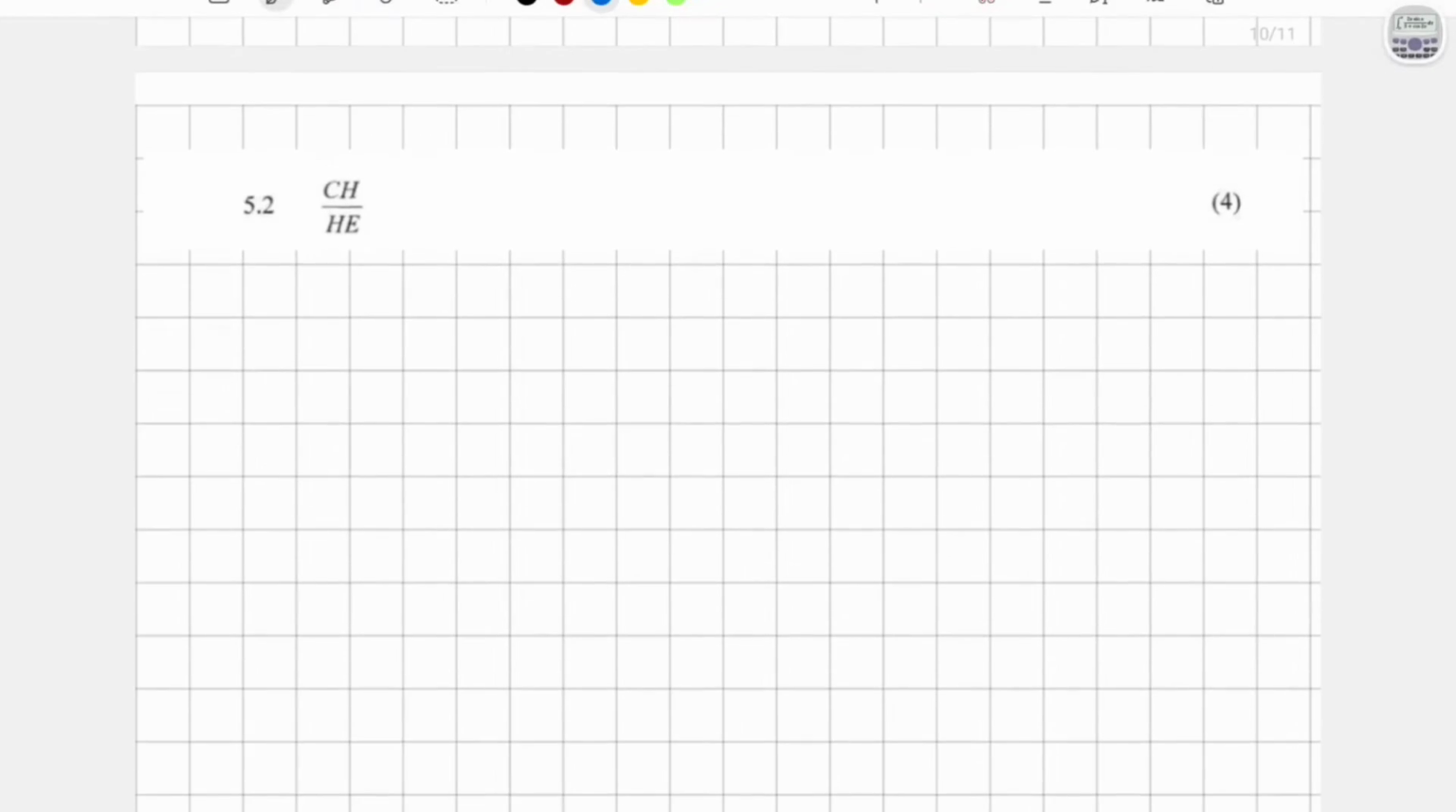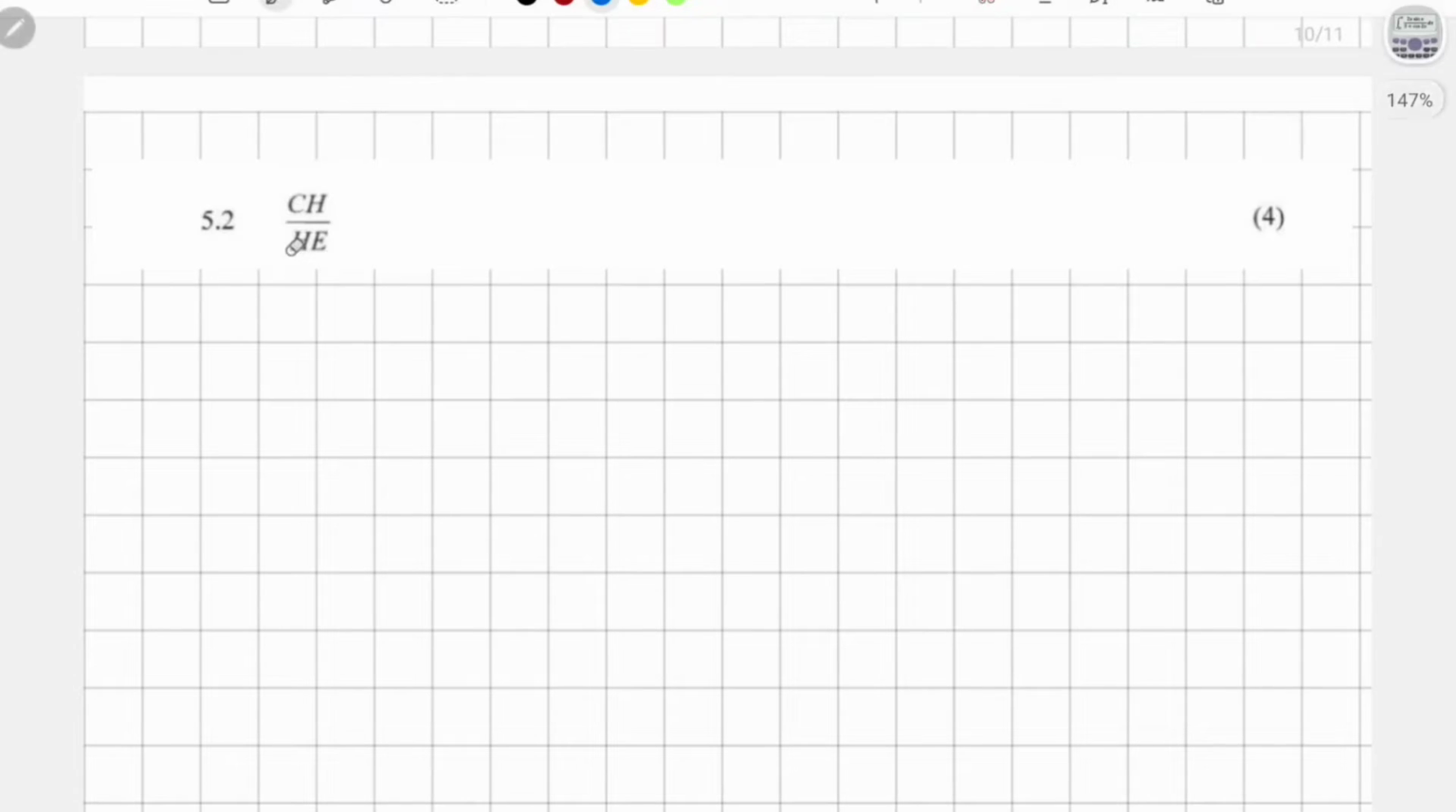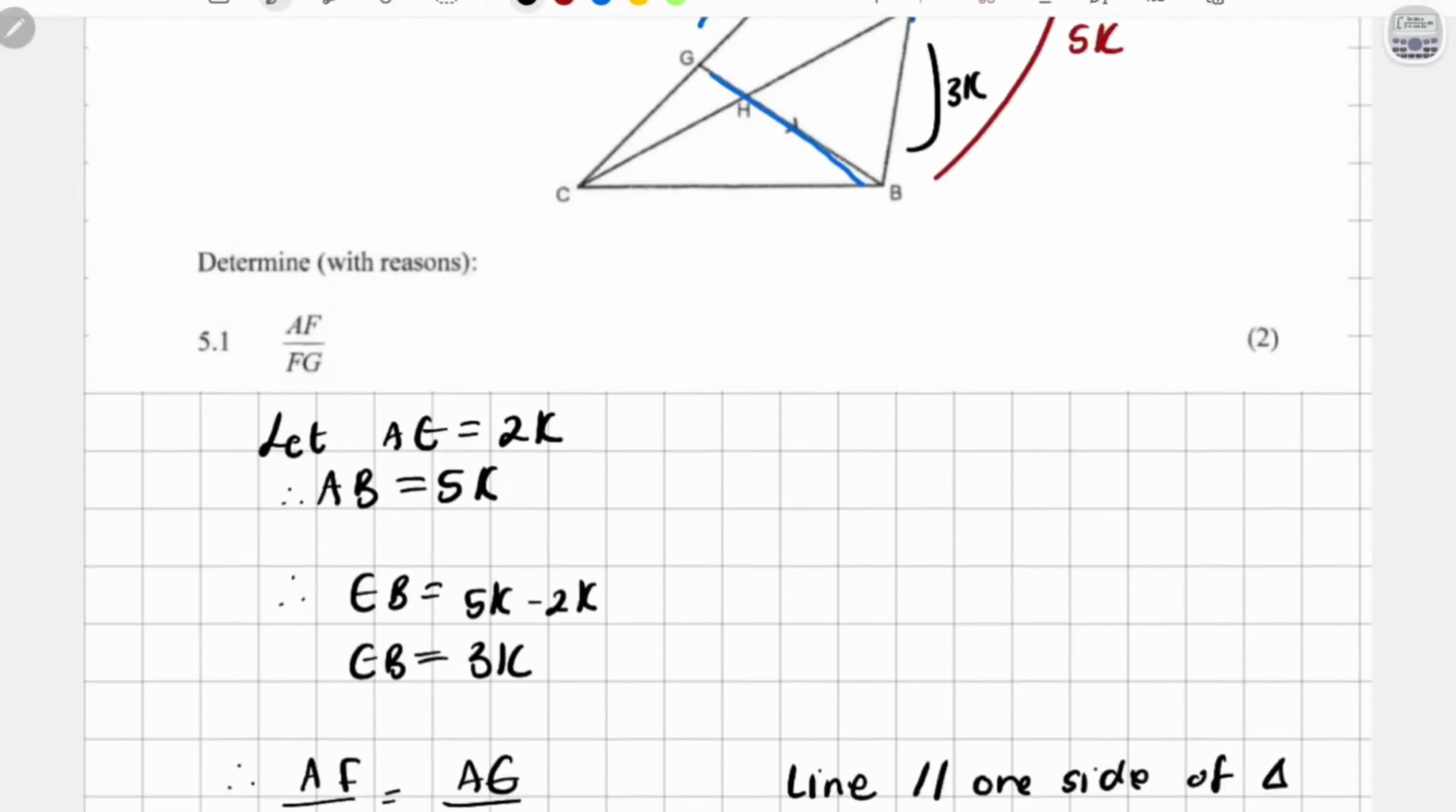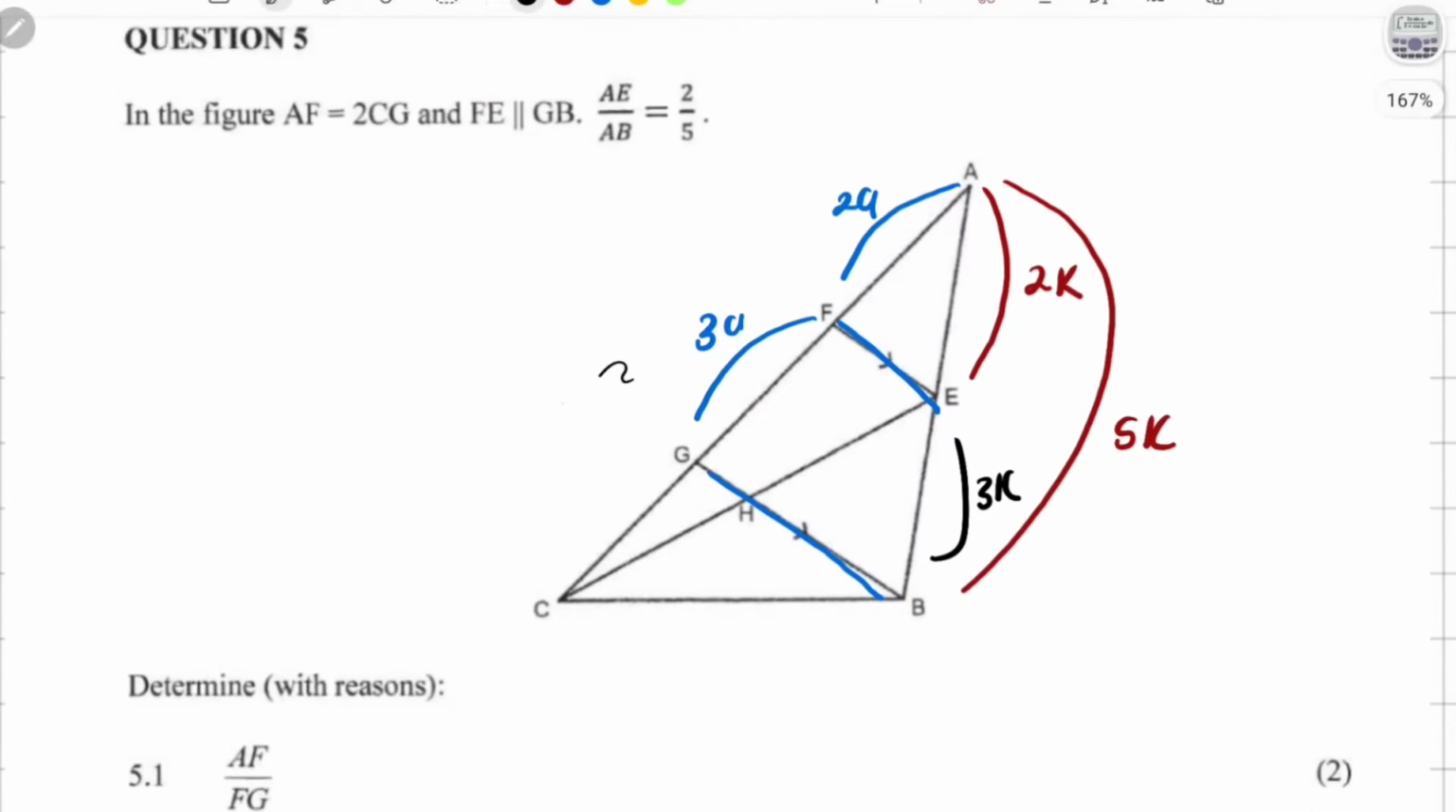So the next question, 5.2, we need to determine CH over HE. CH over HE. Let's look at that. So CH is over here, and we need to get that over HE. Okay, so I see one part of it that we can find. We can find HE, because do you see that HE is perfectly in line with FG? Because you see the parallel lines. The only one that we don't know is this. We cannot really find CH right now because we don't know what CG is.